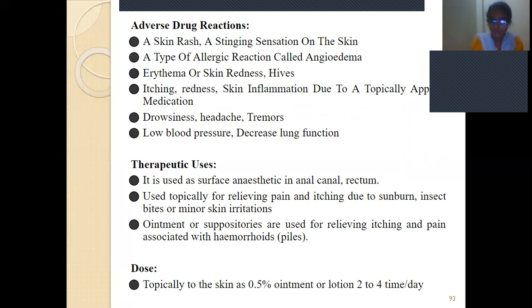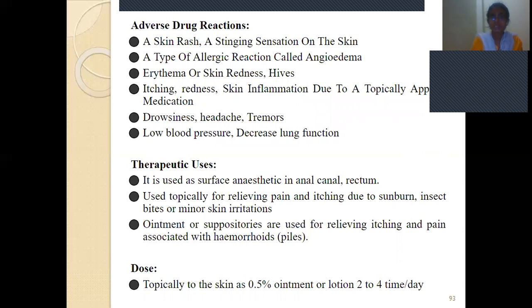It is used as a surface anesthetic, and it is used topically for relieving pain and itching due to sunburn, insect bites, and minor skin irritation. It is used in the form of ointments or suppositories for relieving the itching and pain.